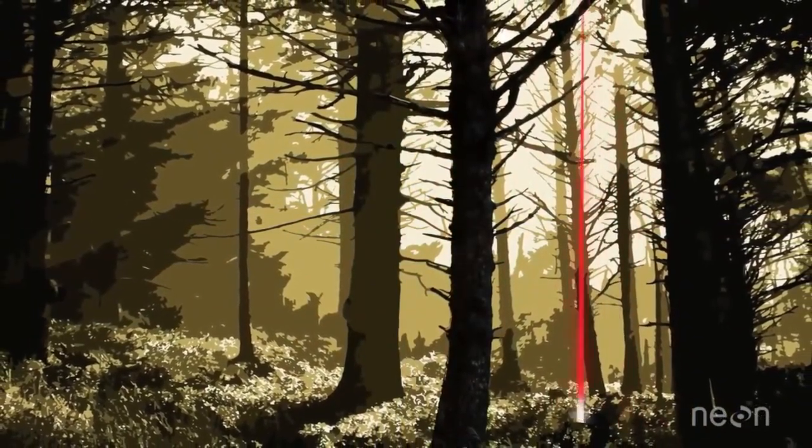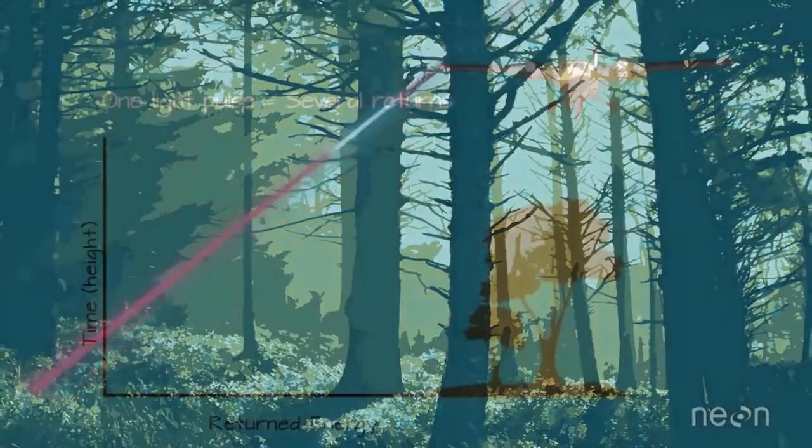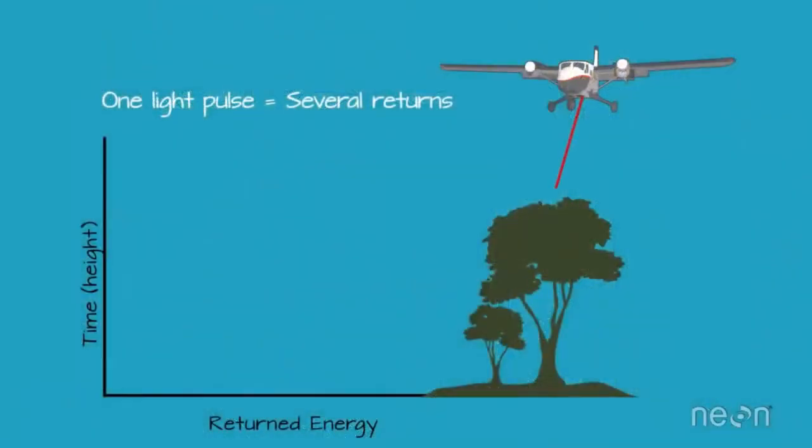So light energy that passes through the canopy reflects off of the branches and leaves within the canopy. This ability of a LiDAR system to travel through and record information starting from the top of the canopy, through the canopy, and all the way to the ground makes LiDAR systems unique and highly valuable to scientists studying trees.